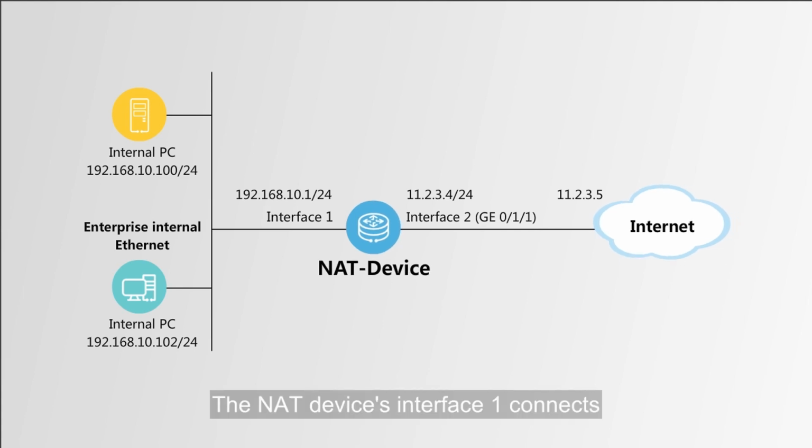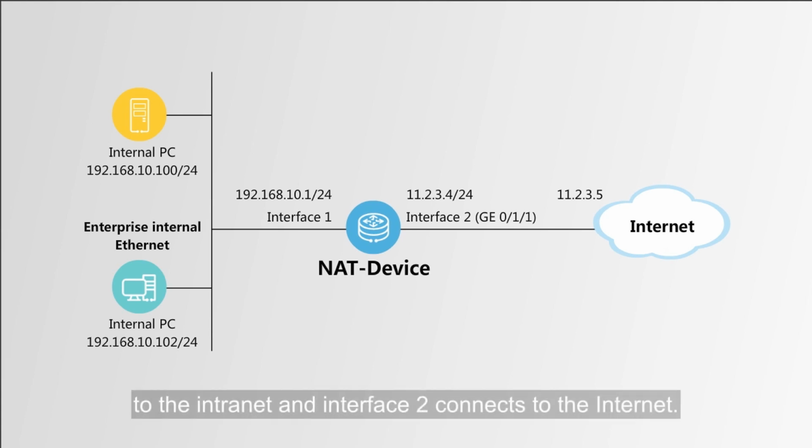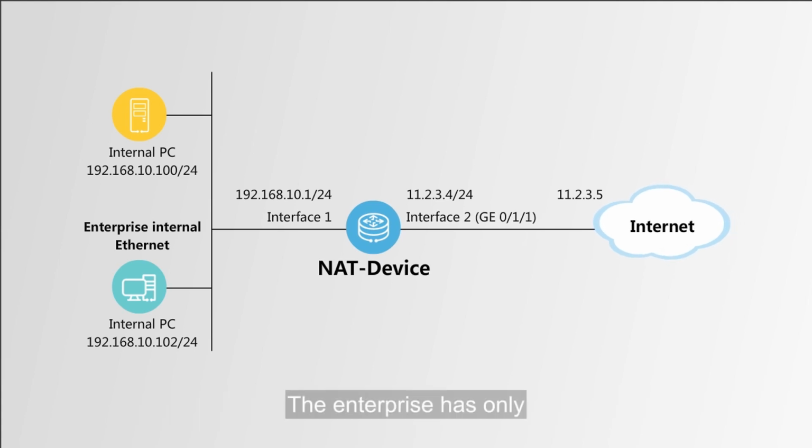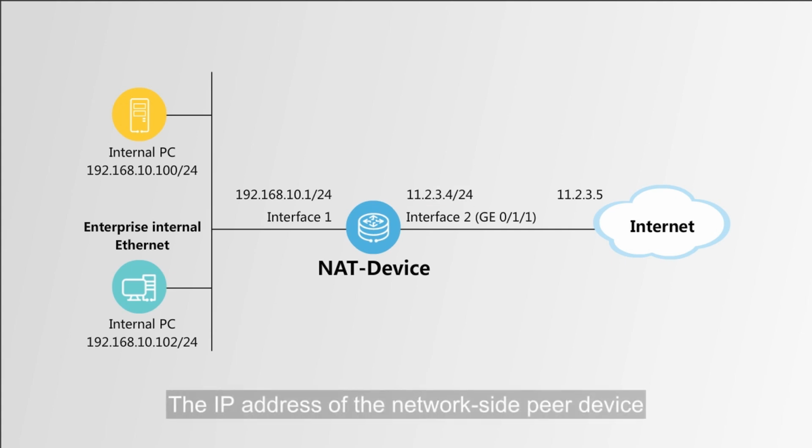The NAT device's Interface 1 connects to the Internet and Interface 2 connects to the Internet. The enterprise has only the single public IP address 11.2.3.4. The IP address of the network-side peer device connected to the NAT device is 11.2.3.5. The following requirements must be met.